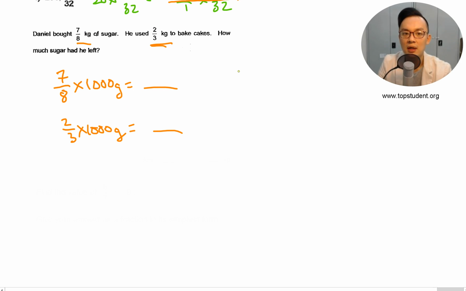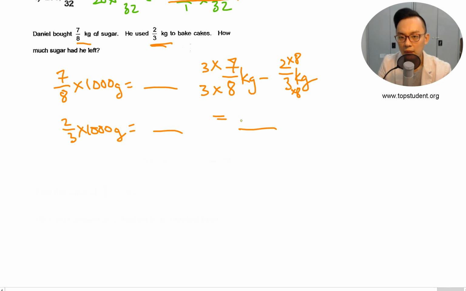So what that means is you can take 7 over 8 kg directly minus away 2/3 kg. So that gives you your answer. Alright, convert them to the same denominator. So this is 8 times 3, times 3. This is times 8, times 8. Convert it to the same denominator. But what I want to focus on in this question is now 7 over 8 kg, and he used 2/3 kg. So left is just 7 over 8 minus 2/3.